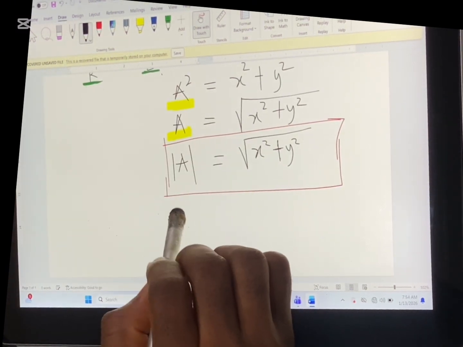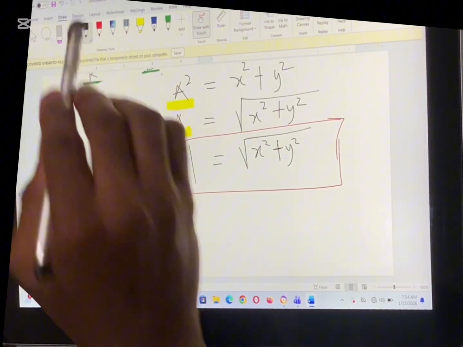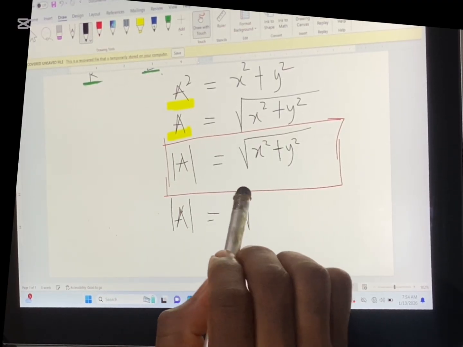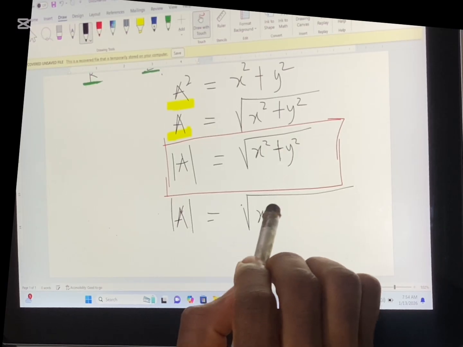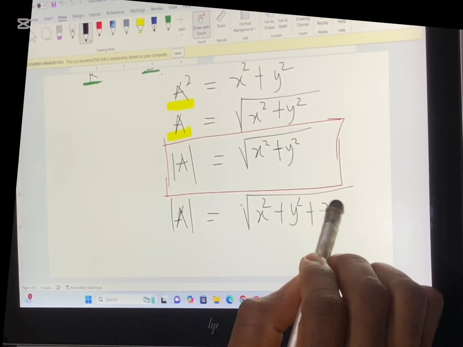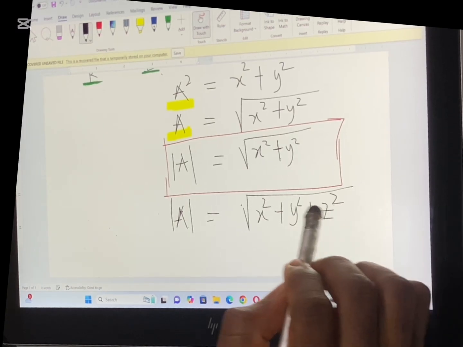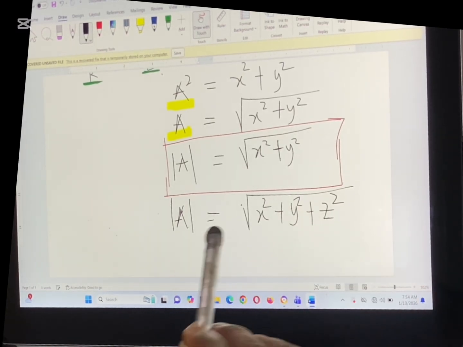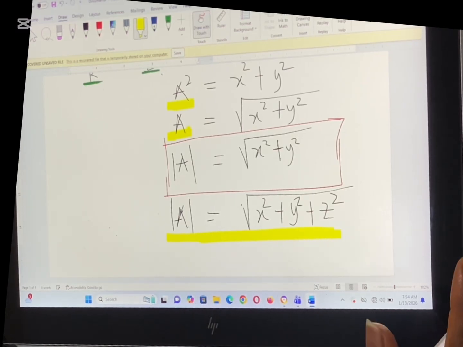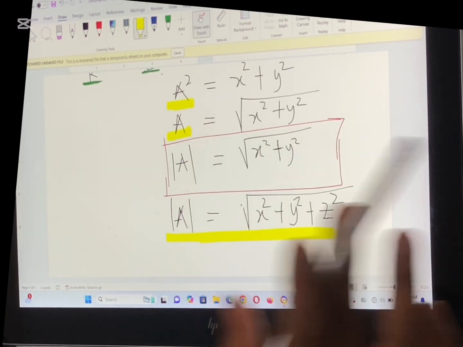So if I'm given three dimensions, that is s, y, z, or i, j, k, the magnitude here will be expressed as magnitude of A will be equal to plus square root of s squared plus y squared plus z squared. Please take note of this, okay? So this is for three dimensions. So let's apply this formula here to find the magnitude of that vector.